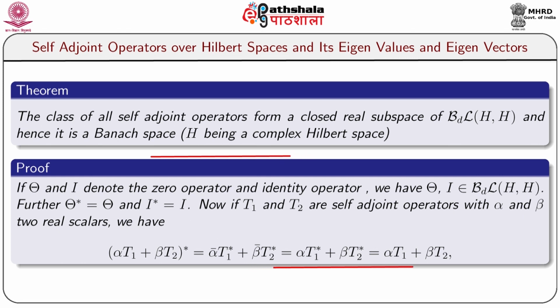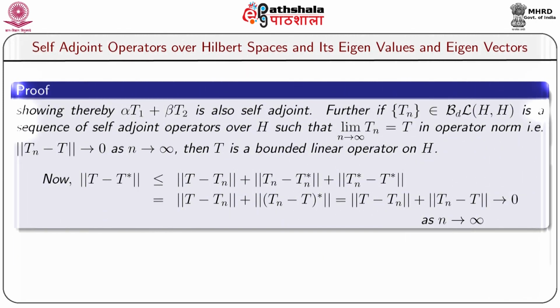Now, if T1 and T2 are self-adjoint operators with alpha and beta two real scalars, we have (alpha T1 plus beta T2) star equals alpha bar T1 star plus beta bar T2 star, which is equal to alpha T1 star plus beta T2 star because alpha and beta are real scalars, which is equal to alpha T1 plus beta T2. Showing thereby that alpha T1 plus beta T2 is also self-adjoint.